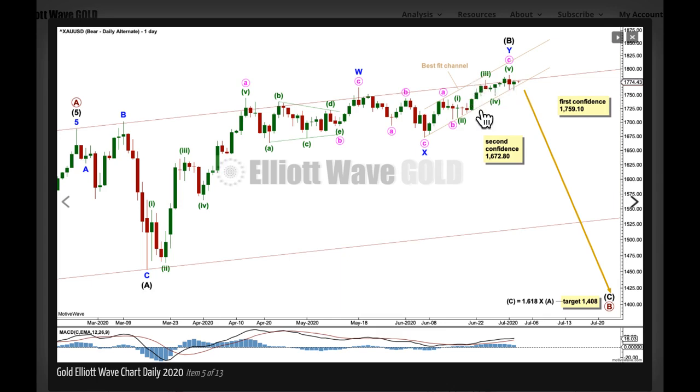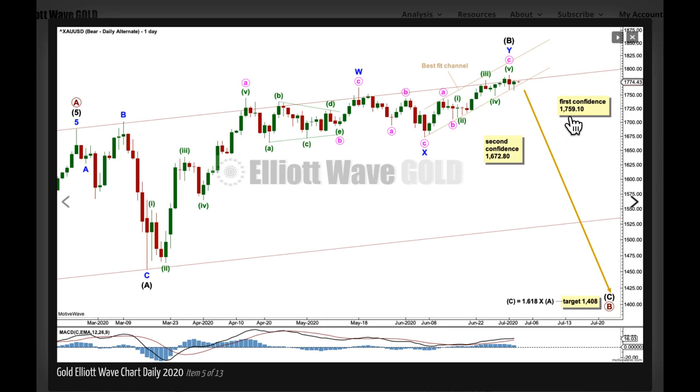First of all, we'd need to see this best fit channel breached, and I'm drawing it in the same way on all daily charts. We need to see a full daily candlestick below and not touching the lower edge of this channel before we can have any confidence that this wave count could be correct. And then I'm giving you 2 price points, so depending upon your risk appetite, you may want to wait for one or either of these price points to be breached before you will have confidence in this wave count.